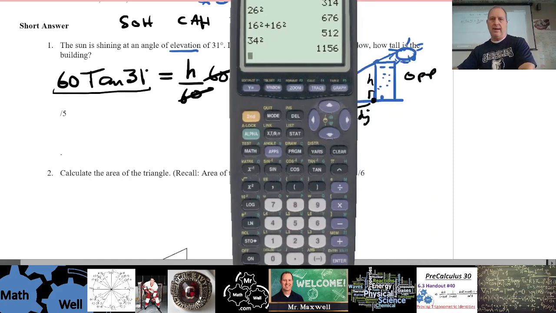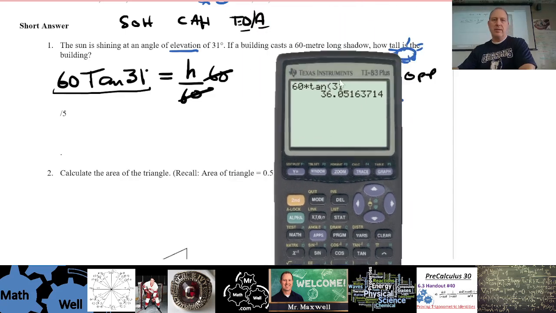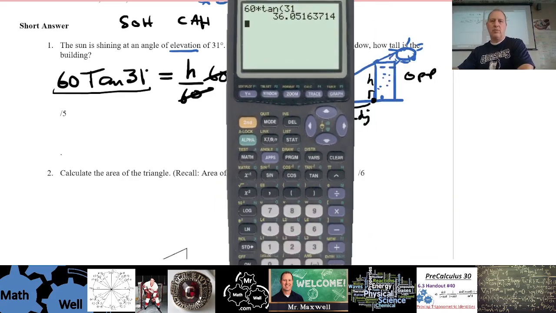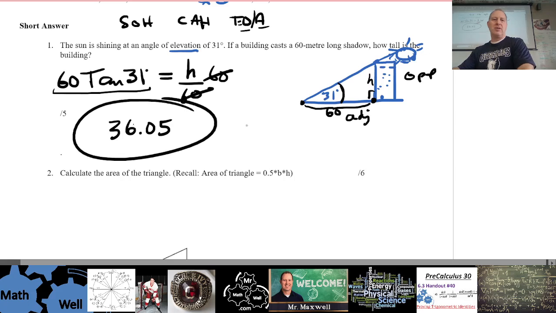So we'll do that. 60 times tangent of 31. 36.05. It doesn't say I have to round it to a certain number of decimal places, so 36.05 is fine. Two decimal places is usually good. And should I just leave it like that, or should I add something else to it?